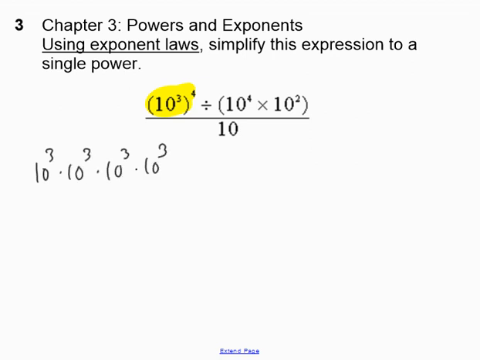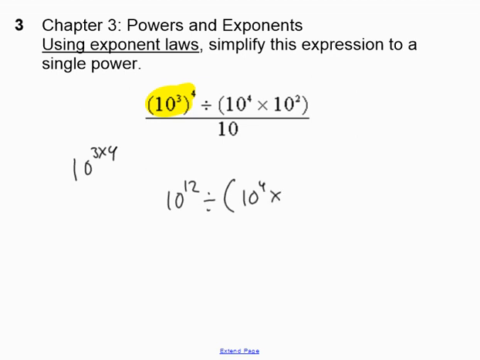multiplied by itself 4 times, in which case we would take 10 and add all the exponents together, which would give us 10 to the 12. But an easier way for us to do that is to simply keep the base and multiply the exponents. That's our law for a power to an exponent, which means this first highlighted part is going to be 10 to the exponent of 12, divided by the rest of the stuff here.